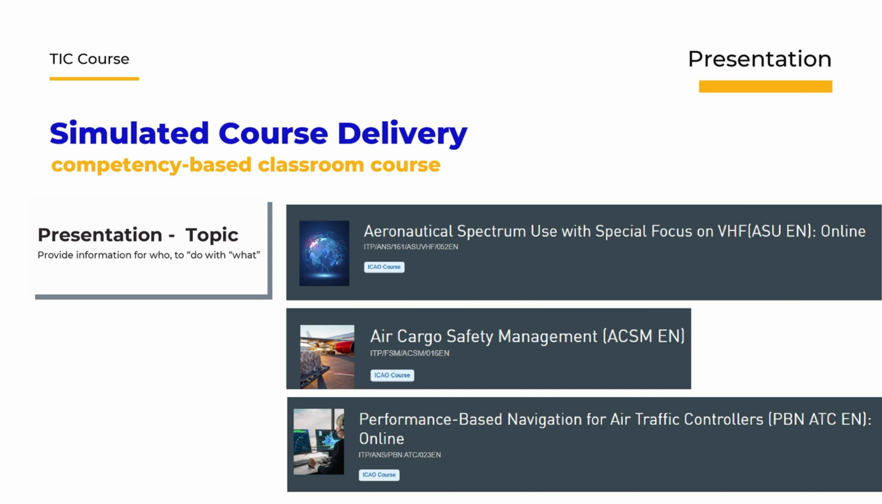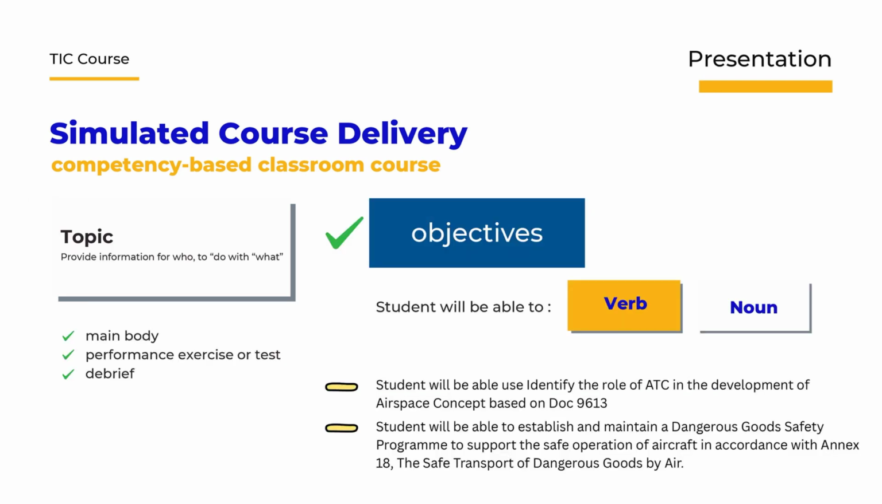Another example is the Air Cargo Safety Management, ACSMEN, course, intended for aviation safety inspectors. This course helps inspectors understand and apply Annex 18, the safe transport of dangerous goods by air. And also for Performance-Based Navigation, PBN, designed to ensure air traffic controllers can plan, implement, and monitor PBN operations effectively. These examples show how every STP course is competency-based, targeted to a specific audience, and always aligned with ICAO standards. Now, let's begin our presentation practice.